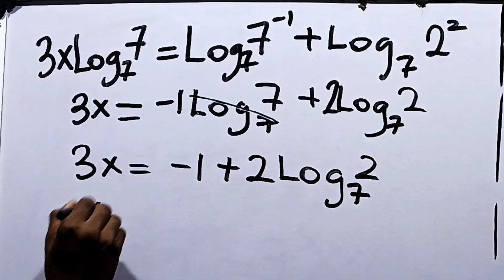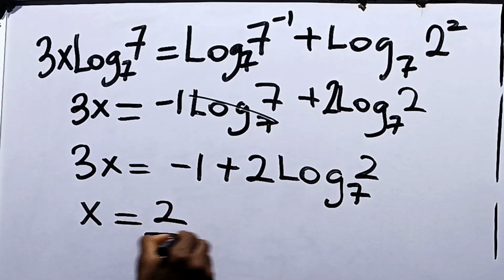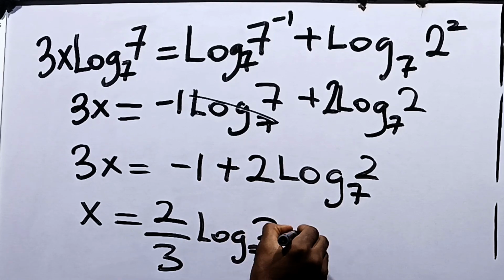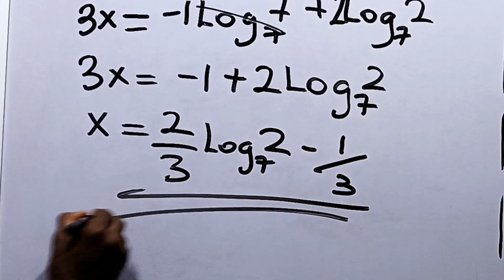Hence, our x here becomes equal to 2 over 3 multiplied by logarithm of 2 to base 7, minus 1 over 3. Okay, so this is our x in this question.